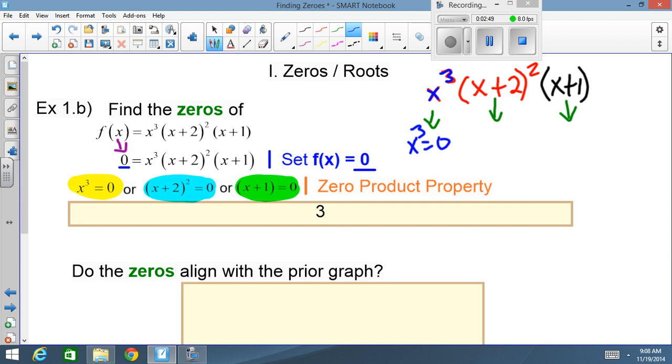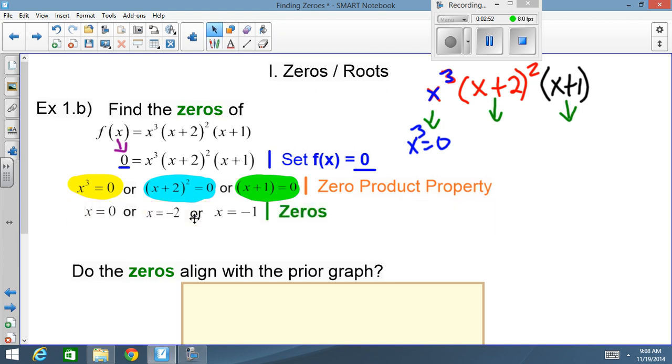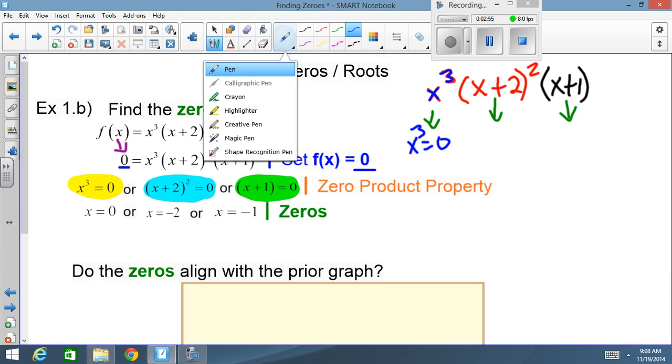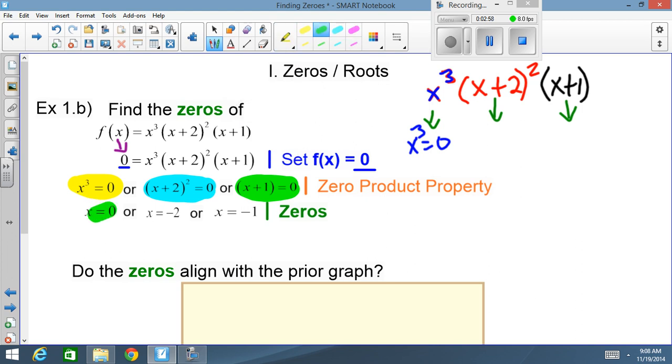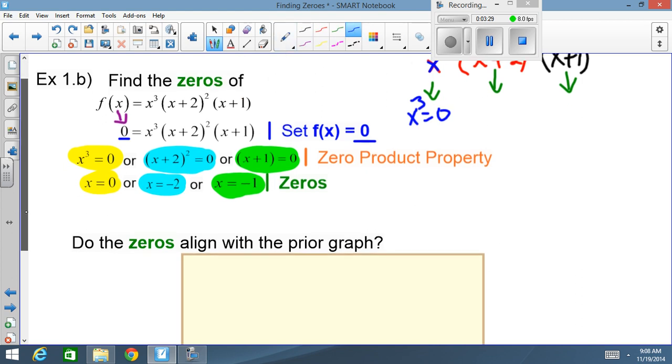So when I solve each of these separately, when I solve the first part, the question just becomes, what to the third power equals 0? Well, that would just be 0. When I look at the second one, the question becomes, what plus 2 would be 0? Because 0 squared is 0. So -2 plus 2 is what would give me a 0 there. And then in the last one, -1 plus 1 gives me 0. So those are my three zeros. Those are my three solutions.